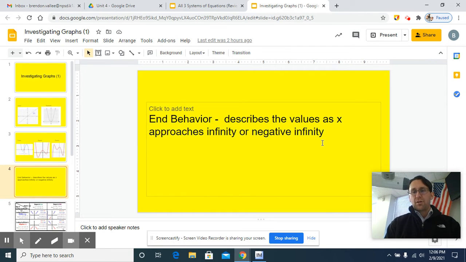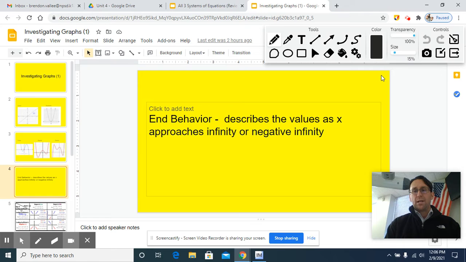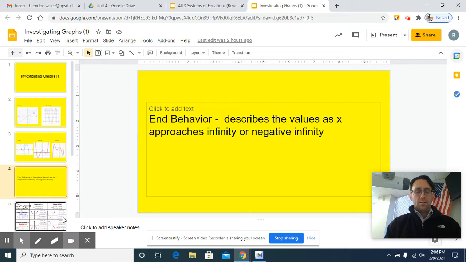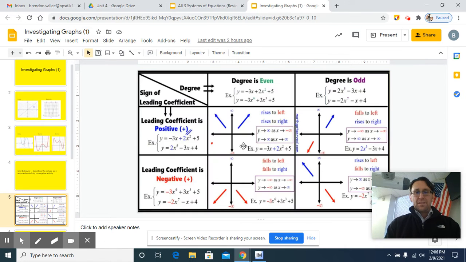End behavior describes the values as x approaches infinity or negative infinity. So end behavior is what happens at the end of a graph. Okay, so if I have a quadratic function here, what's going on with these two arrows? We're going to talk about that right now. I recommend taking a screenshot of this or looking in the Google slide that I'll attach to Google Classroom. This is a good reference sheet to have.